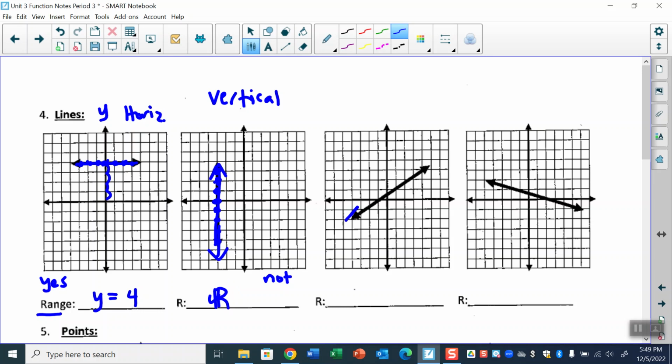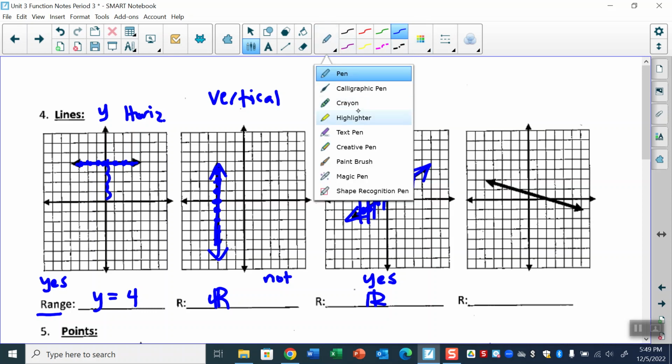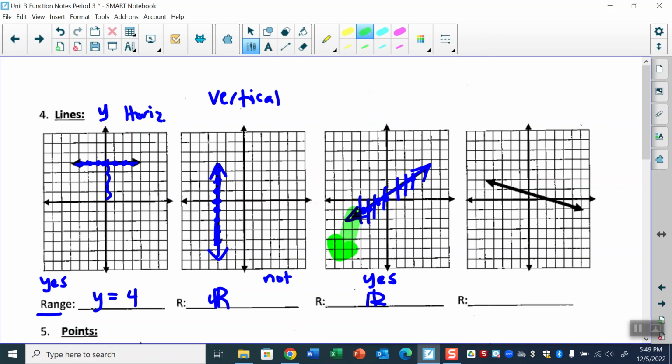Now notice, this also goes down forever and it goes up forever, okay? This is a function because the x's don't repeat, all right? If I draw these vertical lines, they only cross one time. Each point has a different x value. All right, so this is a function. The range is all real numbers because it goes down forever and it goes up forever. I guess that is not a good arrow.